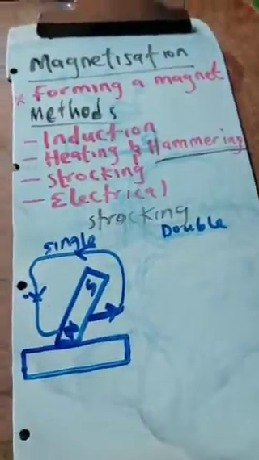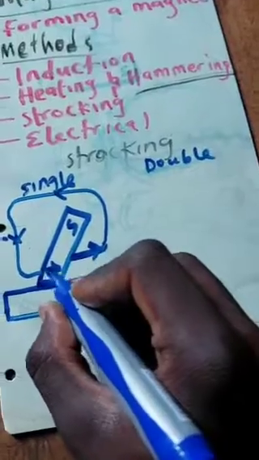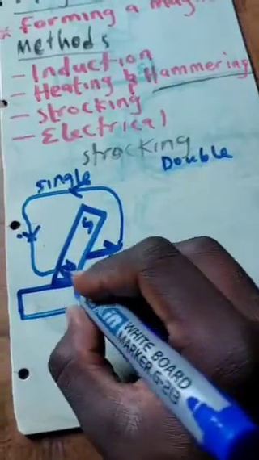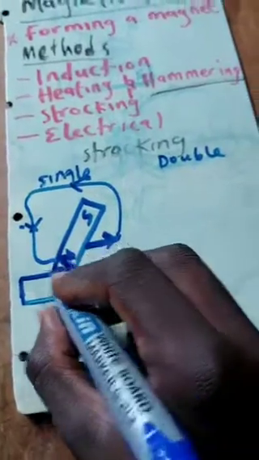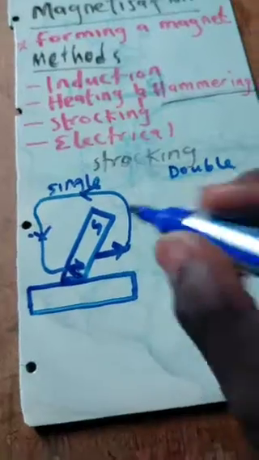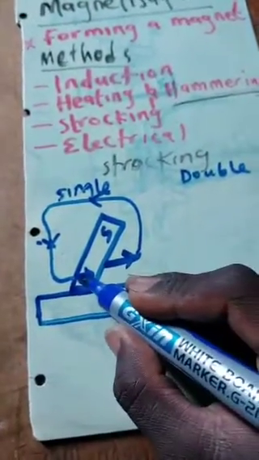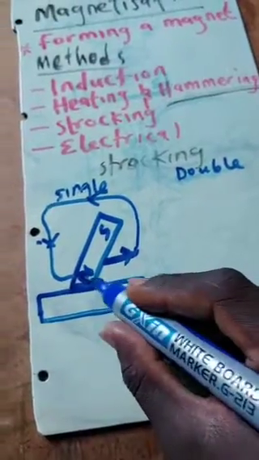But how do we know which poles will be north and which will be south? The end of the magnet that is used for stroking, since we have the north pole used for stroking, we're using a north. Where it is being lifted, there will be a pole opposite to the pole used for the stroking. So if we're using a north here, and it is being lifted here, this will be a south, opposite to that.